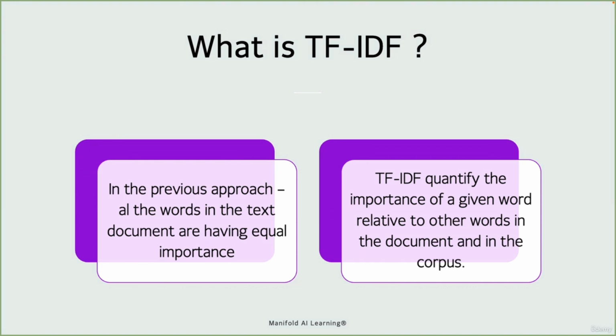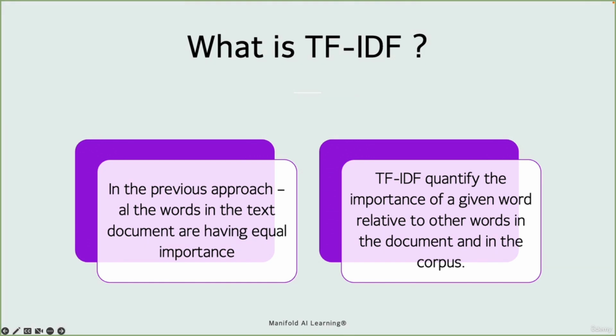This is a technique which will help us to quantify the words in a set of documents. In all the previous approaches that we have discussed, whether it was one hot encoding, bag of words, or the count vectorization technique, we represented the text document such that each and every word in it has equal importance. But the TF-IDF technique is going to quantify the importance of a given word relative to other words in a document and the other words present in my document corpus. So it considers how important a particular word is compared to the words in the same document as well as compared to my entire corpus.